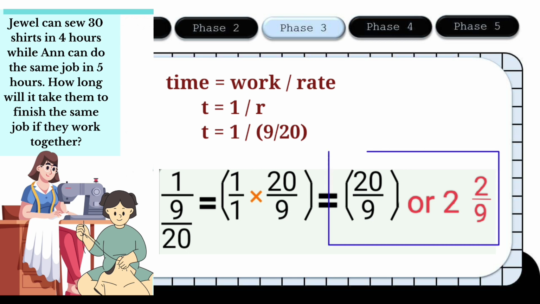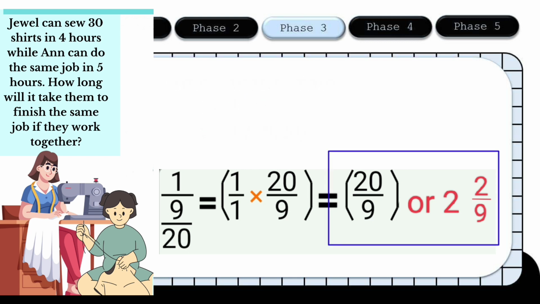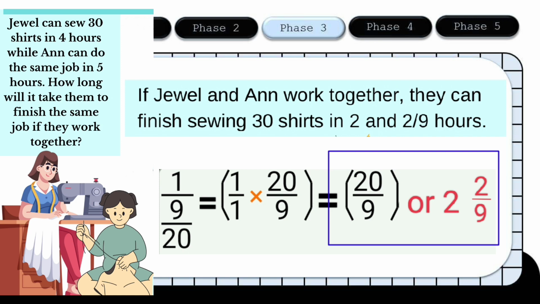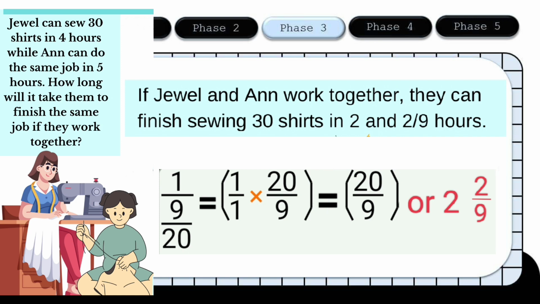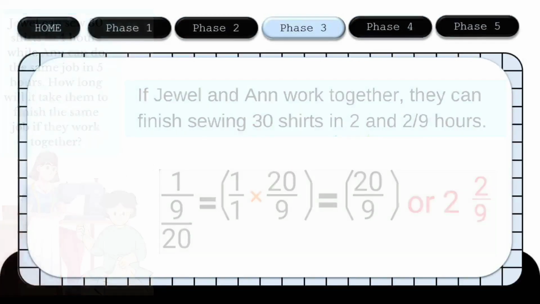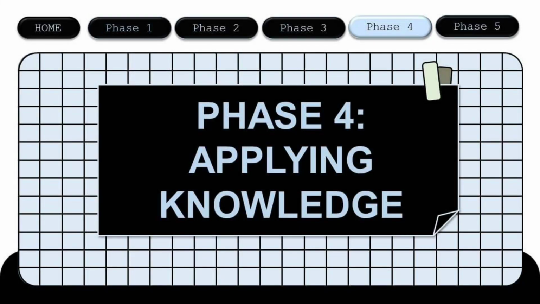Ito po ang ating sagot. Pag nagtulong si Ann at Jewel, makakatapos sila ng isang work sa loob lamang ng 2 and 2/9 hours. Phase 4, Applying Knowledge.